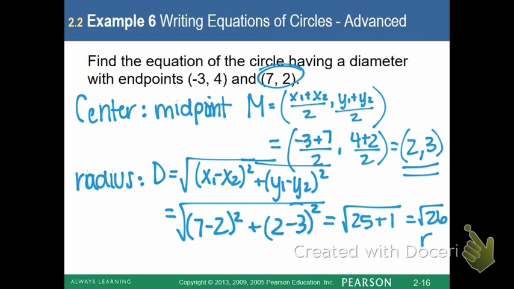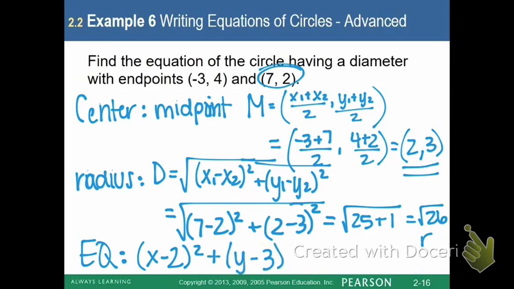Okay. So then my last step to set up the equation, I just need to do this. x minus 2 squared, right? I'm going to switch my signs, plus y minus 3 squared equals, and it's always the radius squared, so you're going to take the square root of 26 and square it, which just gives us 26. And that's going to be our final answer.